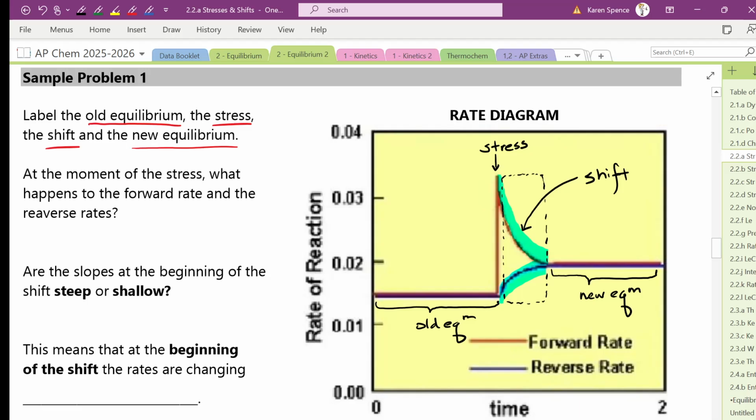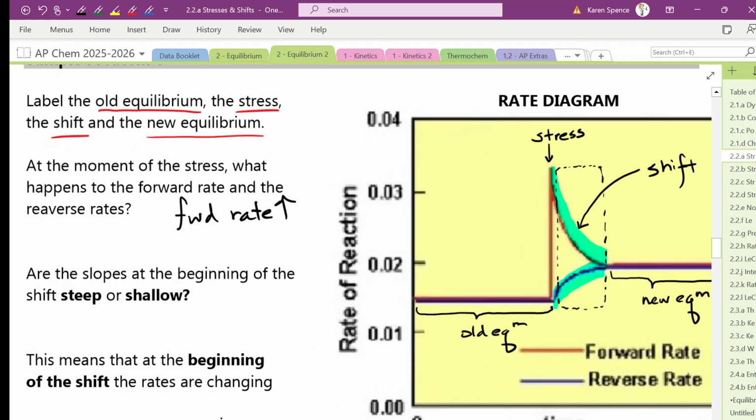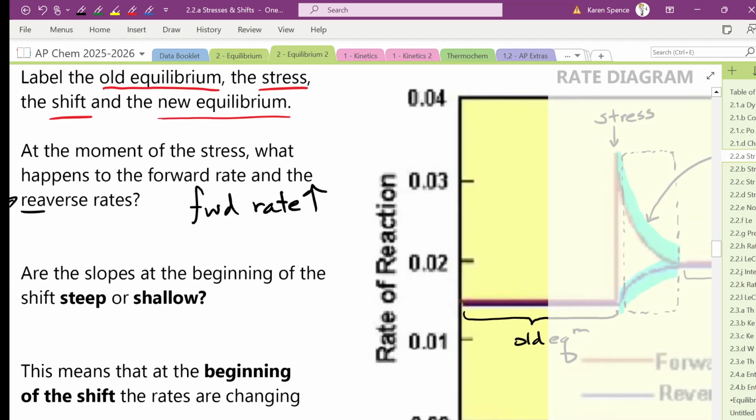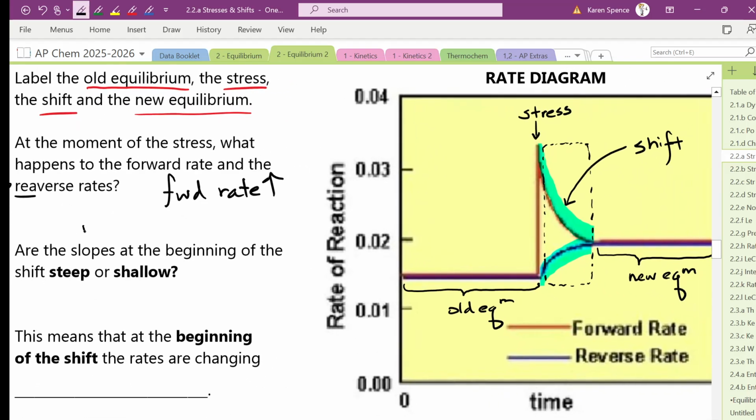At the moment of the stress, what happens to the forward rate? I'm afraid it doesn't show up well in your book, so it's a good thing that we've got this up on the overhead. The forward rate is the red one. At the moment of the stress, what happens to the forward rate? The forward rate increases. And it's the reverse for the reverse rate. What happens to the reverse rate? It stays the same in that moment of the shift.